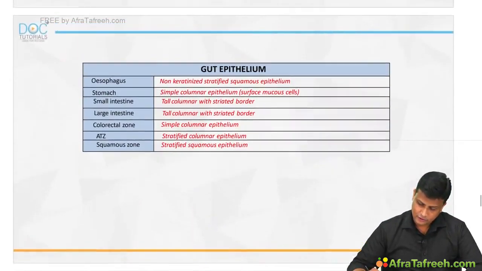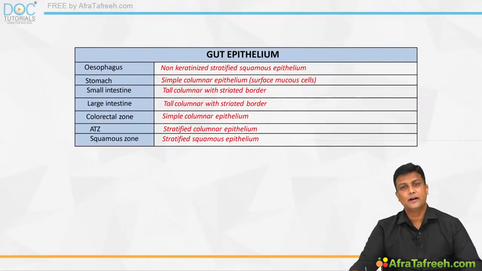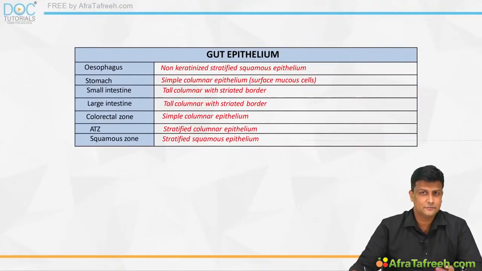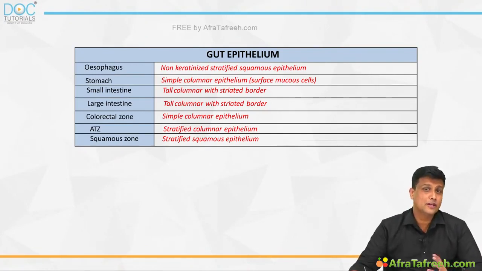So my dear doctors, do one thing. The best way to learn about the epithelium is to divide it into three parts. The epithelium present in your entire gut, GIT, then the epithelium present in the respiratory tract, and the epithelium present in the excretory tract, like your kidneys, ureter and urinary bladder. So I always try to make the students learn in this manner only.